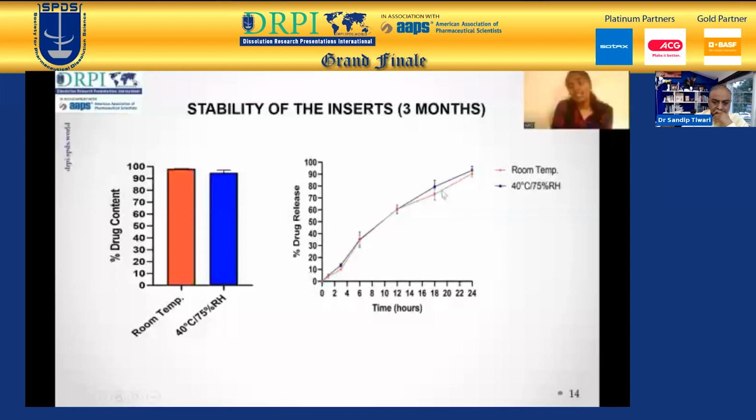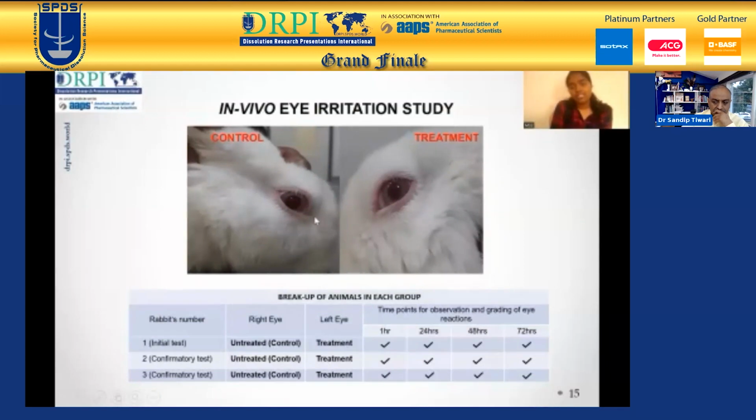In vivo eye irritation studies were carried out where one eye of the rabbit was left untreated, which served as a control, and the other eye was the treatment. And based on the Draize scoring system, we could see that there were no significant differences in both control and treatment.